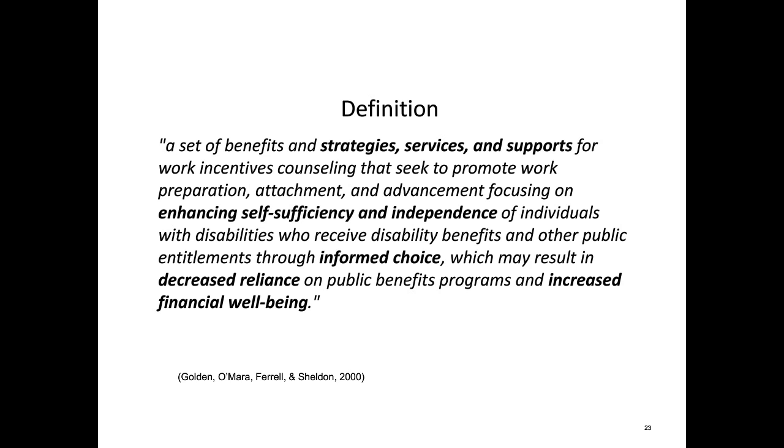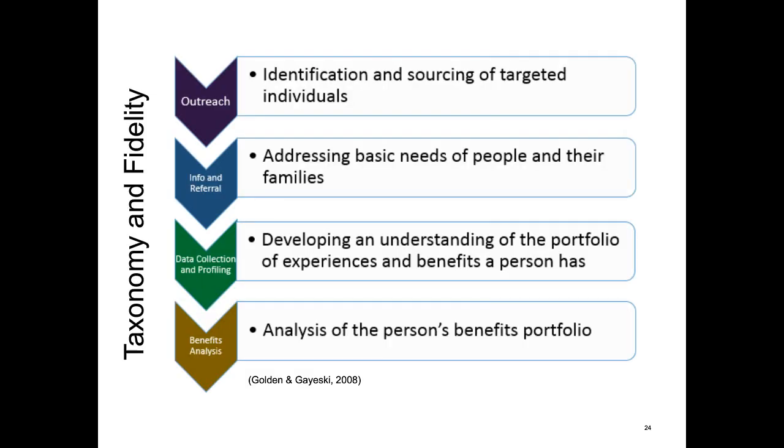There was a body of research that came out in the 2000s that really tried to focus on, so let's try to understand more. So what should benefits and work incentive counseling include? And some initial research that was done in 2008 identified really 7 parts of a taxonomy that pointed to a fidelity-based model of benefits and work incentive planning.